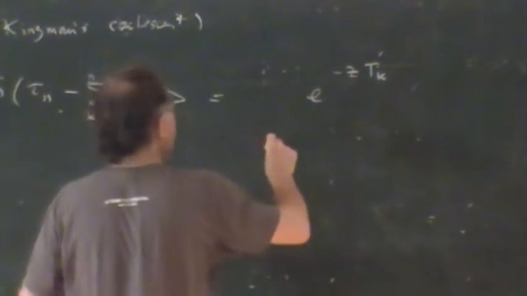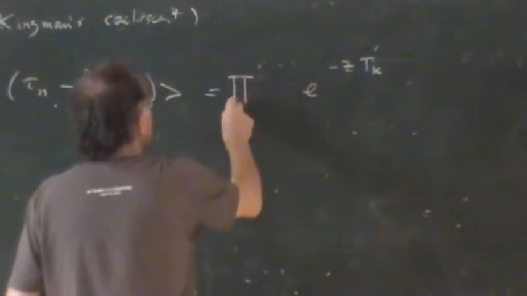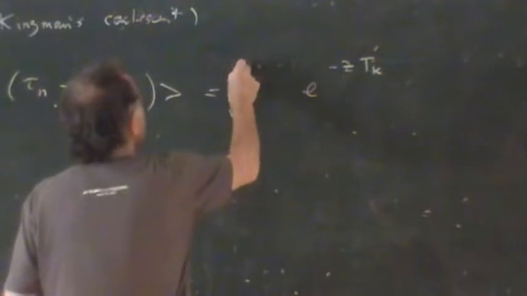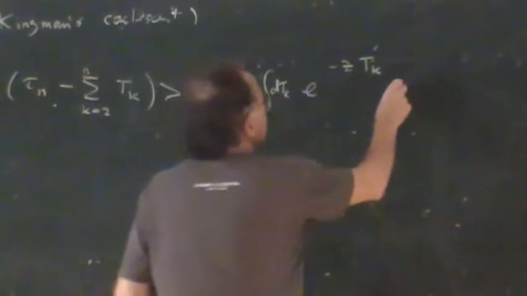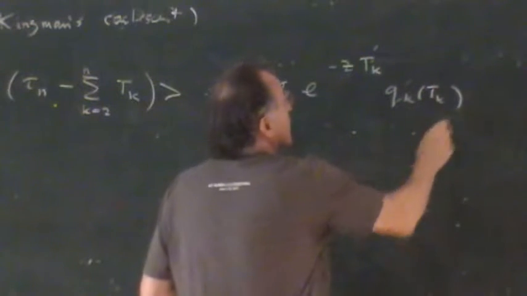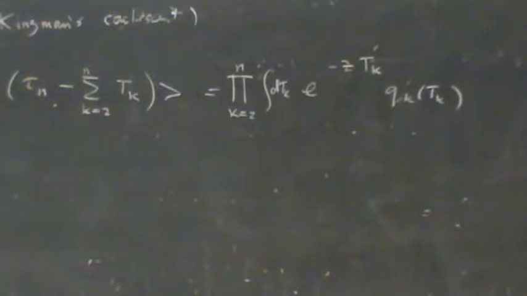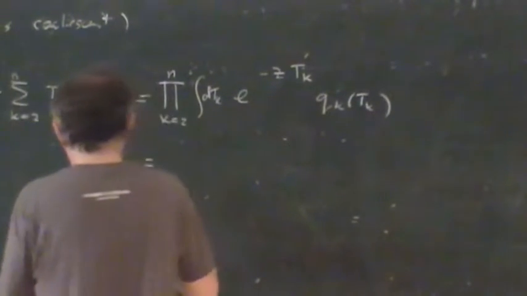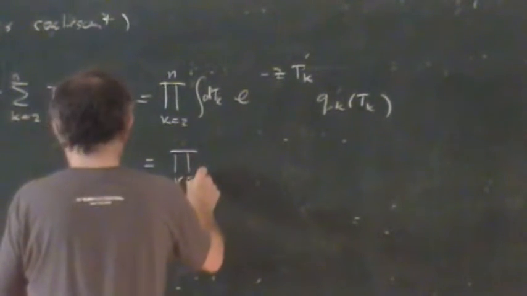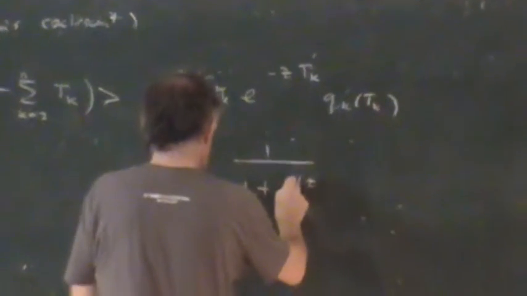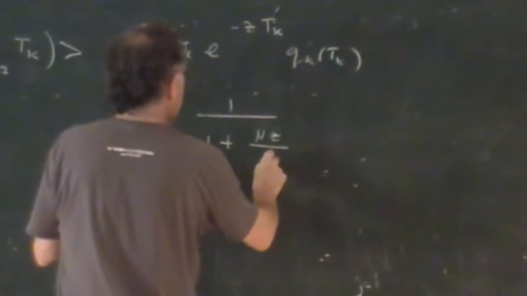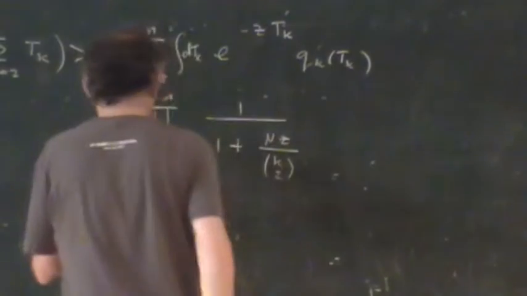And there'll be a product over all k's from 2 to n. And then we'll have to integrate over t_k's with the distribution function that we've calculated. Right? So this is just an exponential. So that's an easy integral. And the integral is, for k from 2 to n, 1 over 1 plus z times the coalescent rate.